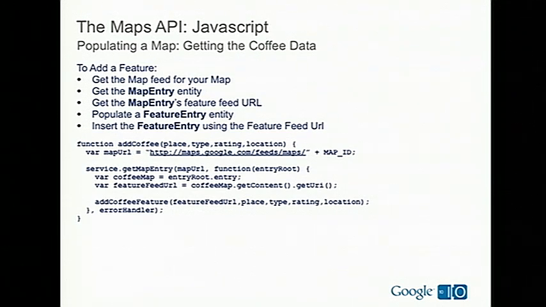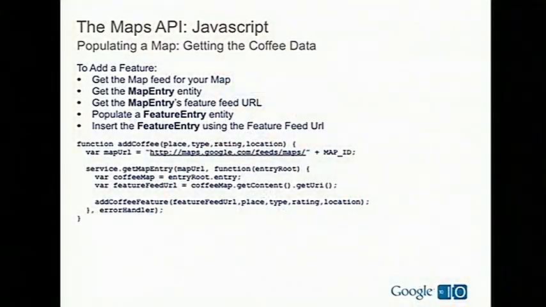So it's a two-step process by design. In this add coffee function, which is being passed those variables, I set up my map feed, which is this map URL to that map ID. Then I get the map entry with that, get my coffee map, and pull out the feature feed URL. What that means is I'm taking that map feed and getting the URL.